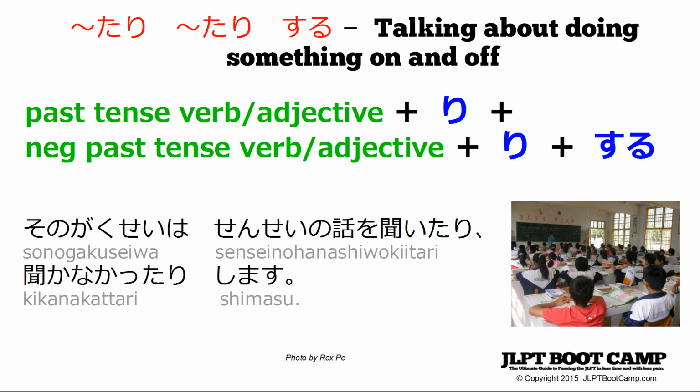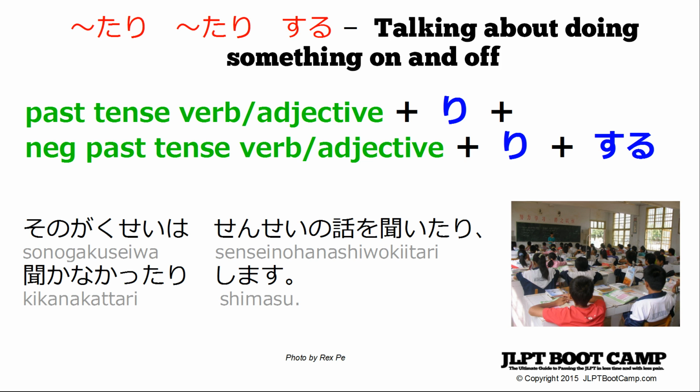So, for example, this following sentence, sono gakusei wa sensei no hanashi o kitari kikanakatari shimasu. So here, let's just break it down one by one, I guess. Sono is that. Gakusei is student. Wa is topic marking particle. Sensei is teacher. Hanashi is the conversation, the talk that the sensei is giving.